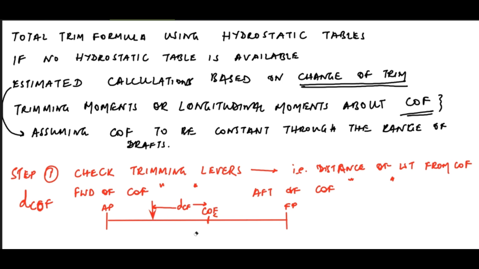What will be the direction of rotation in this case? If I am going to load aft of the center of rotation, what will be the direction? Anti-clockwise. So the ship is going to rotate in this way. So the trim is going to increase or decrease? Trim is going to increase. Therefore, we will use this as plus. So aft of center of rotation, DCF will be plus. Any doubts on this?